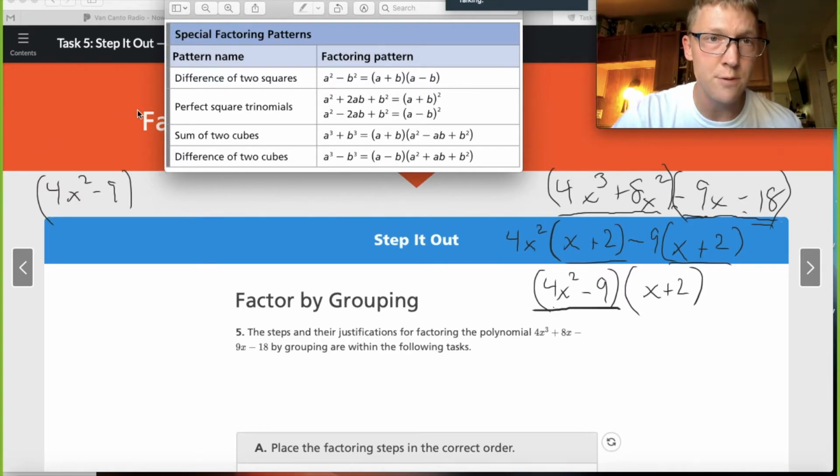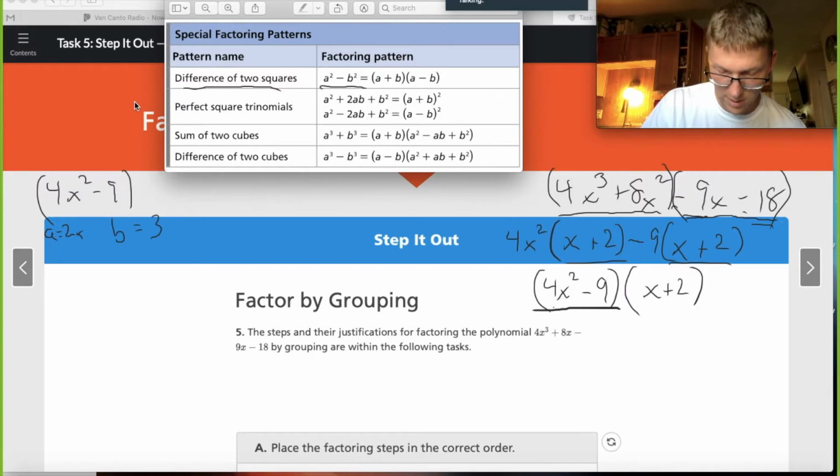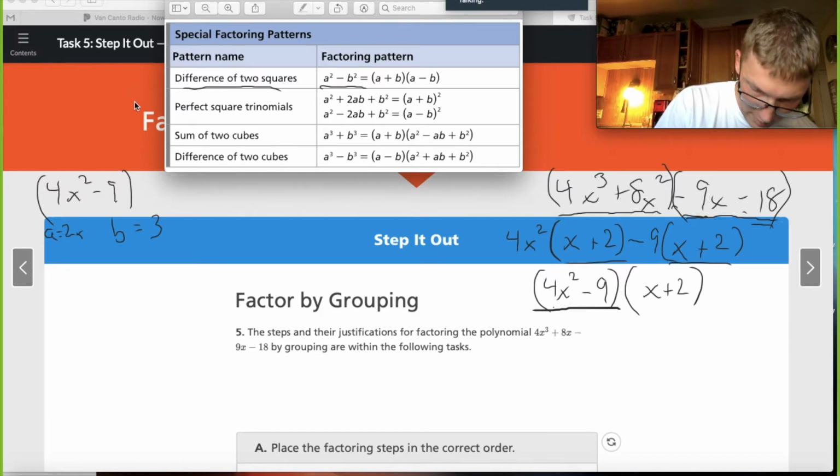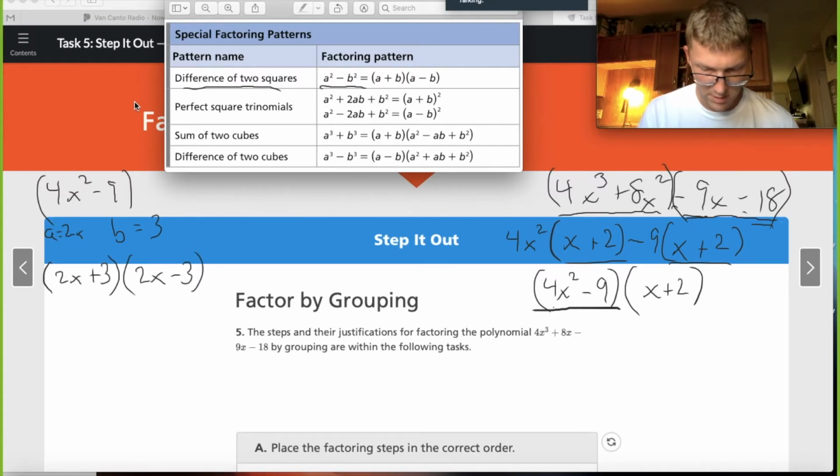So I've got a difference of squares, a squared minus b squared. My a is 2x, my b is 3, because 9 is also equal to 3 squared. So then that is going to factor into 2x plus 3, 2x minus 3. So then we can come back over to the right side, and we're going to continue factoring.